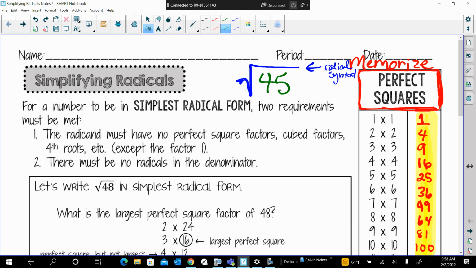Put that underneath the radical symbol. The number underneath, or it could be 45y, but we're not doing that here. We're just going to keep it numbers. That is called the radicand. So radicand here.